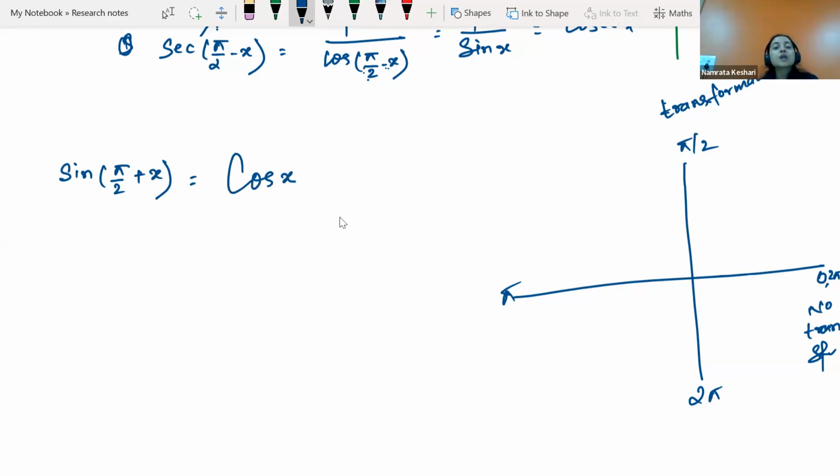Cos x. Now the question is whether it will be positive or negative. So pi by 2 plus theta means the second quadrant. In the second quadrant, is sine positive or negative? Yes, Ali and Alina, in the second quadrant, is sine positive or negative?